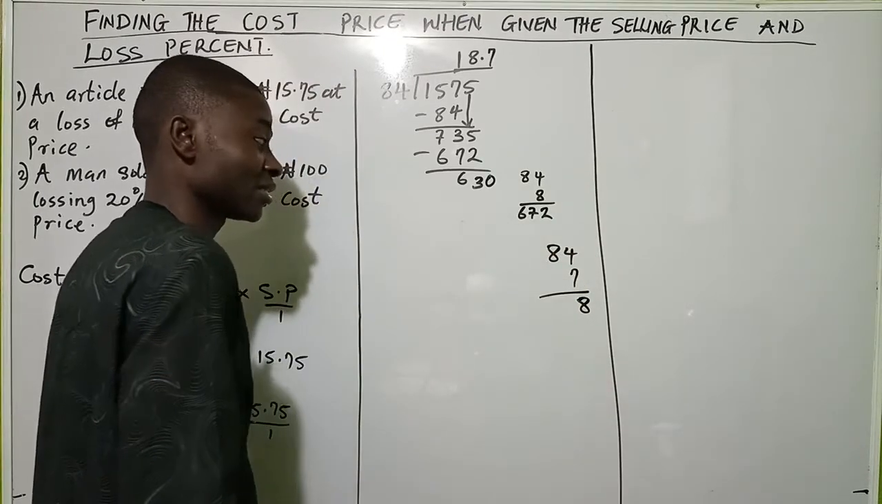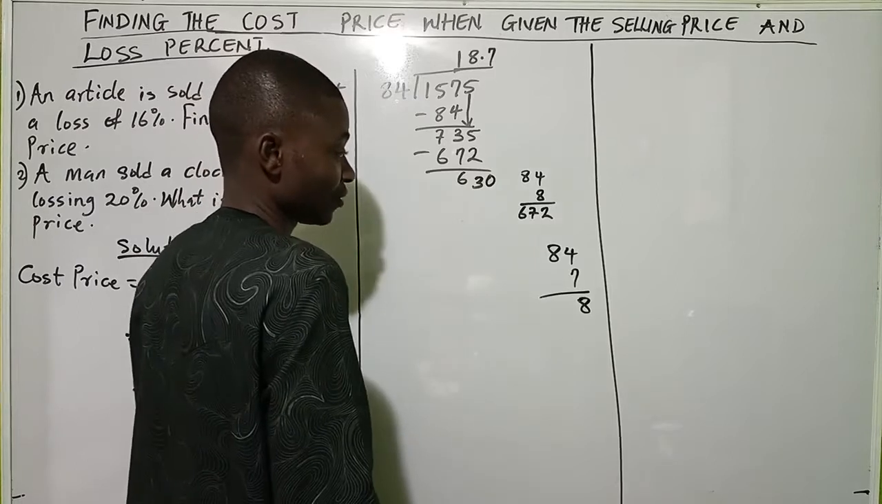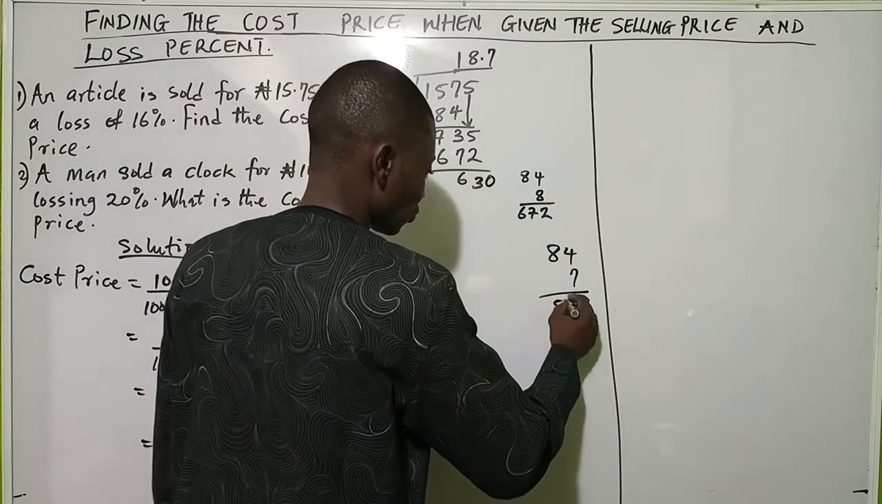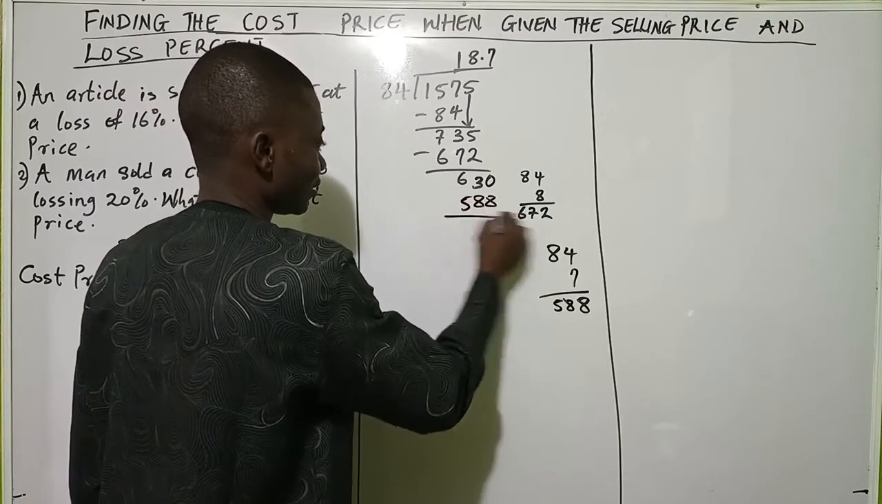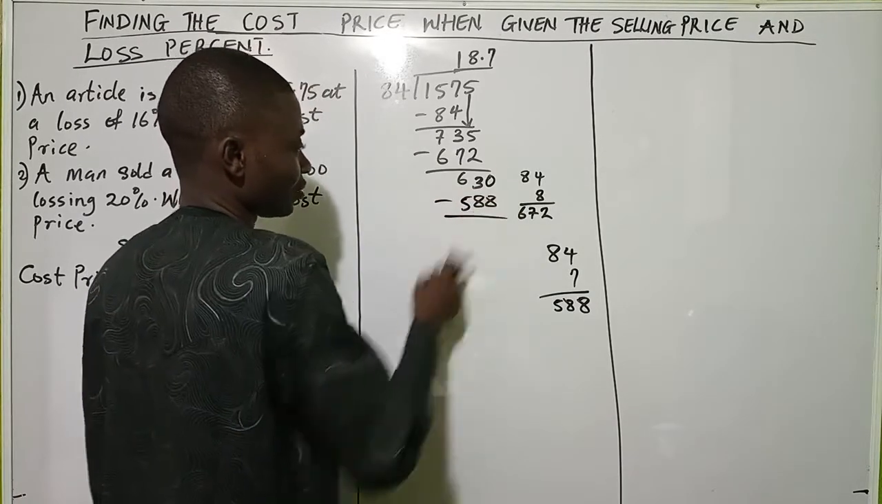7 times 8 is 56. 56 plus 2, that gives us what? That gives us 58. So this is 5, 8. You subtract again. 0 minus 8 is not possible.